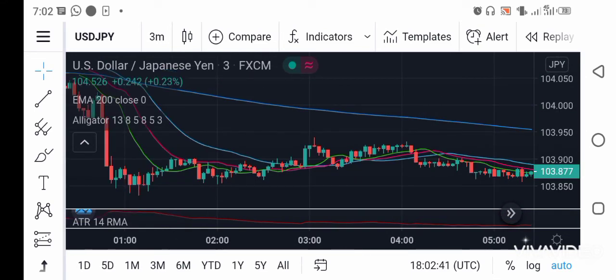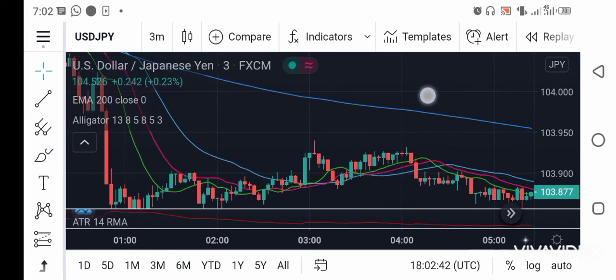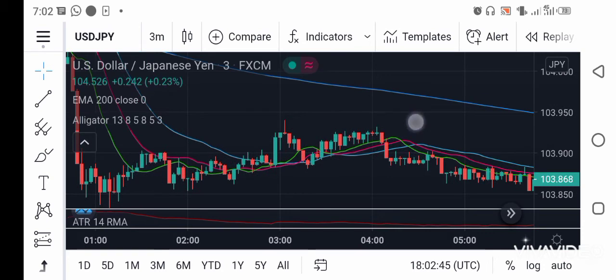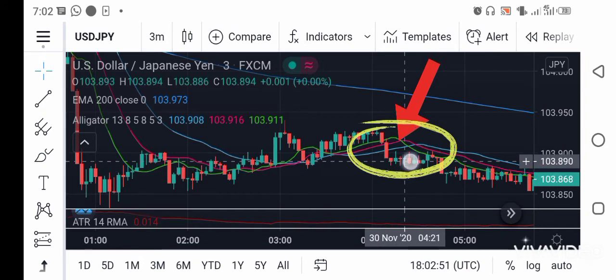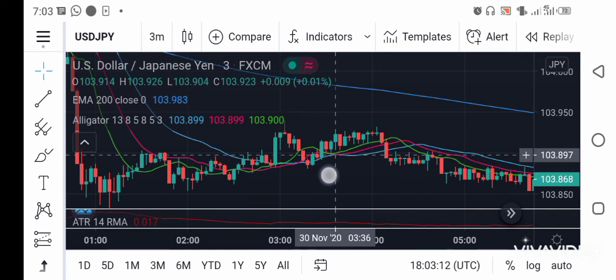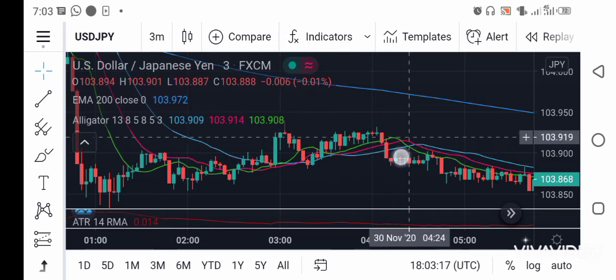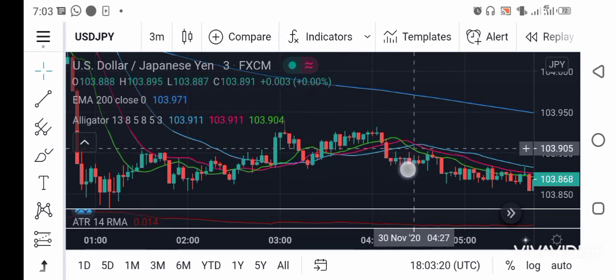Guys, right at this point, I can see a selling entry. So let me scale it out a little bit. You can see that the price is below the 200 EMA line and it has crossed just right above at this point. You can see the cross happen there. You can see this green line crossed the pink line, but didn't fully cross the blue line, which is not a valid signal. But this one, it's clearly crossed at this point.